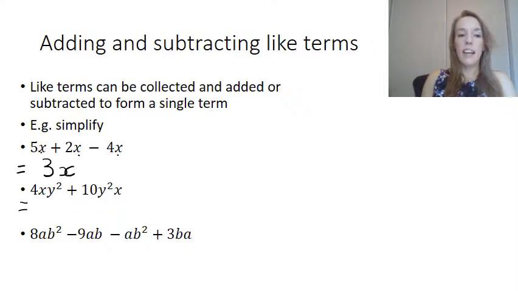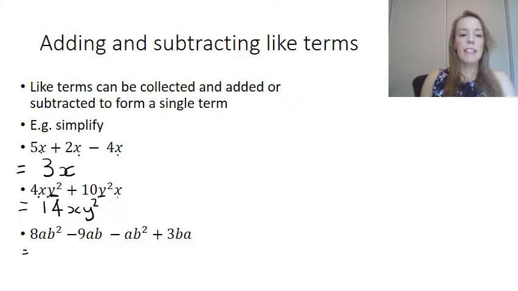Okay, for our second example, 4xy squared plus 10y squared x, these are like terms. Both have an x and both have a y squared. So we can do that. 10 plus 4 will give us 14xy squared. Now, it doesn't really matter what order you write your pronumerals in, so it wouldn't matter if you wrote y squared x. It's just convention to put them in alphabetical order.